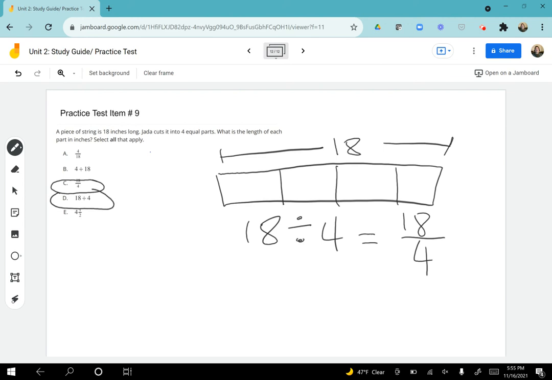D would also be correct. A, 4/18, is incorrect. It's not 4 divided by 18, it's 18 divided by 4, so B is incorrect.